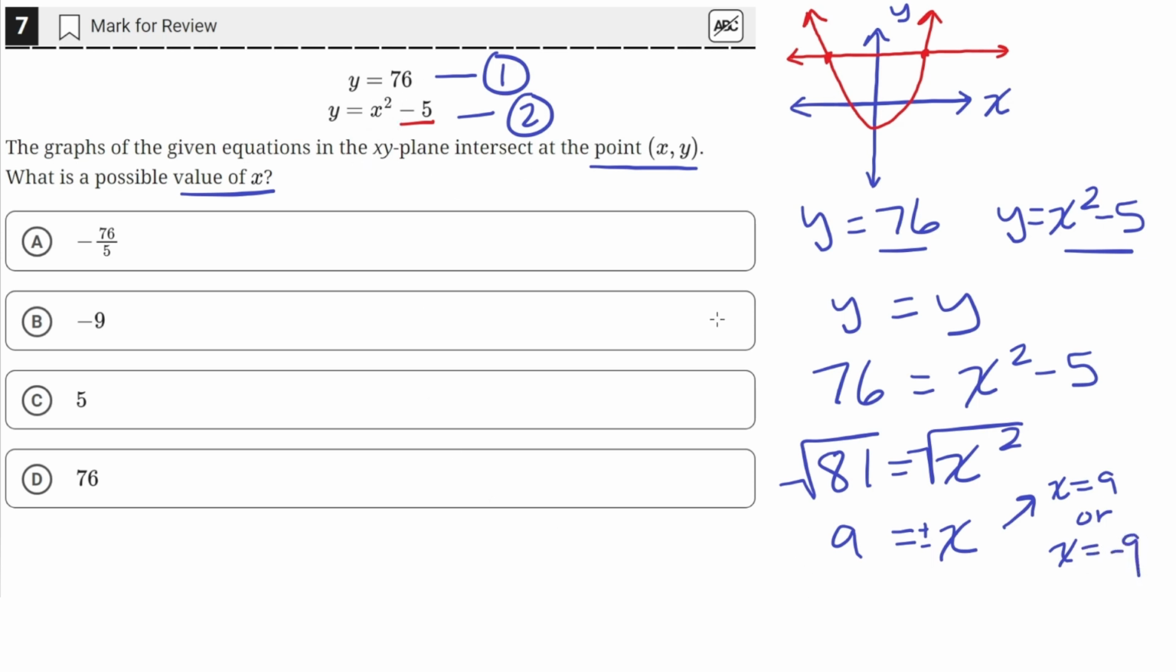And indeed, if we plug 9 or negative 9 into this equation, when we square it, we get 81 either way. So 81 minus 5 is just equal to 76. So whether it's 9 or negative 9, the two equations here, y equals 76 and y equals x squared minus 5, still both intersect at a value of x equals 9 or negative 9. So the graph intersects at those two values of x, and the only answer choice here that is either 9 or negative 9 is answer choice B. So answer choice B is correct.